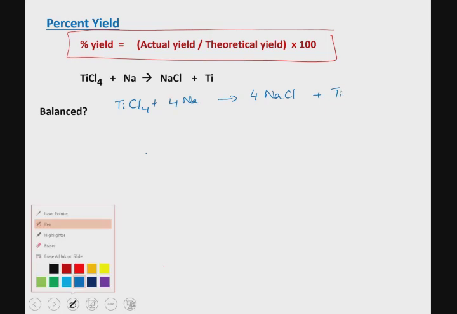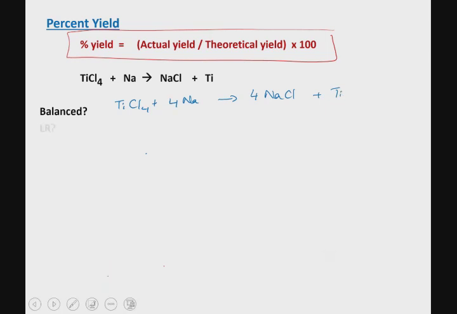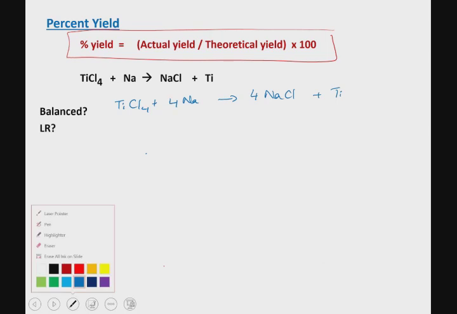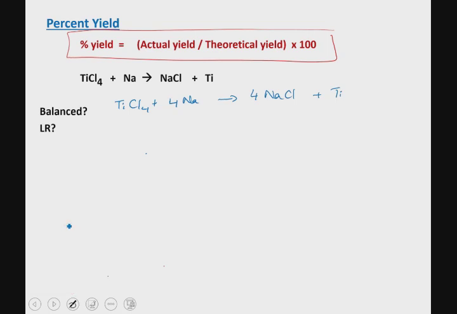The next step in the process of percent yield is for us to determine the limiting reactant. Now, based on the amounts that we were given in the previous problem, these amounts were using 965 grams of TiCl4 and 480 grams of sodium. Based on those amounts of the reactants given, we determined in the previous session that the limiting reactant will be TiCl4.